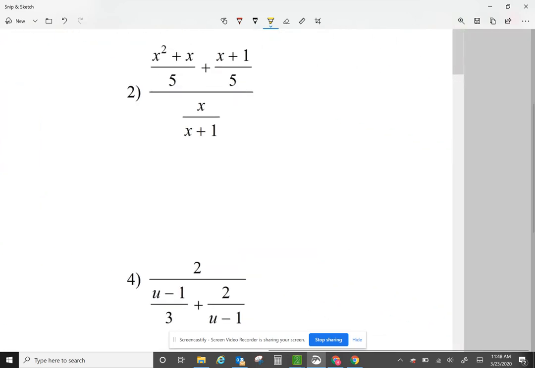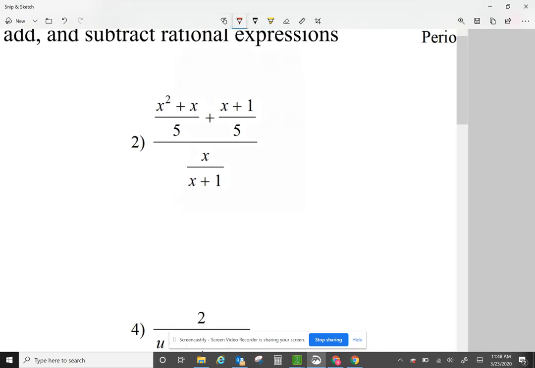All right, let's take a look at question number 2. Let me find my least common denominator. Let me take a look at my denominators. One of them is a 5. And then I also have an x plus 1. Let me multiply each of my fractions by 5 and x plus 1.